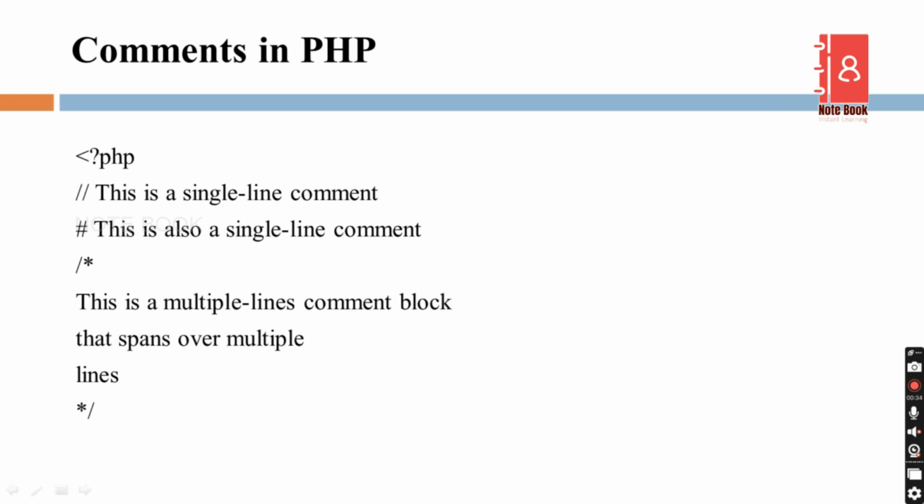Then hash is also a single line comment, like double slash. Then multiple line comments: slash star, then ends with star and slash. This will be a multiple line comment, and this comment block can span over multiple lines. So these are the ways we can give comments in PHP. Single line comment, then multiple line comments.